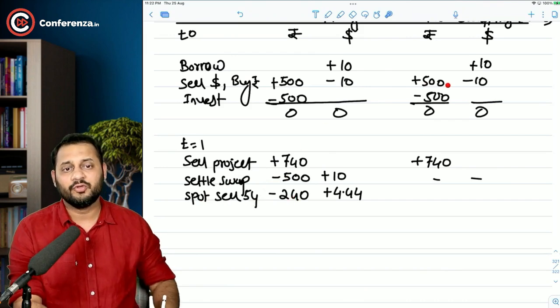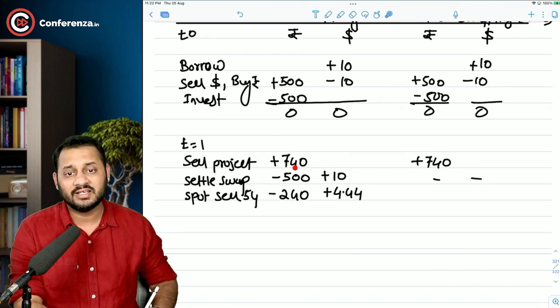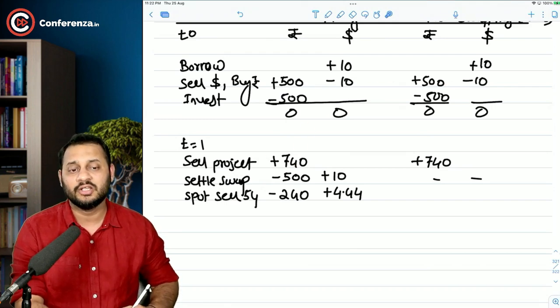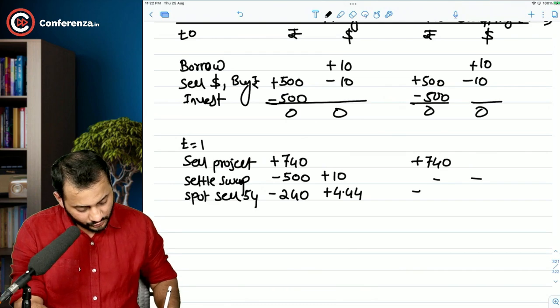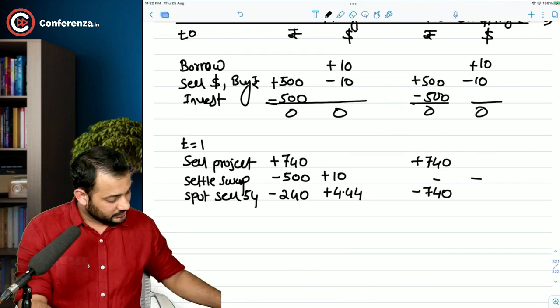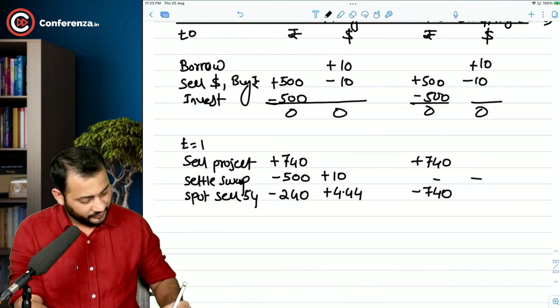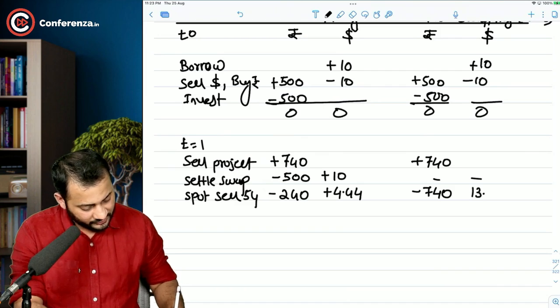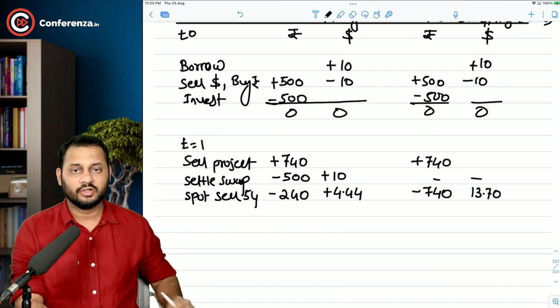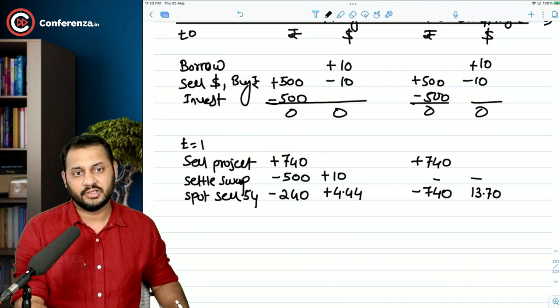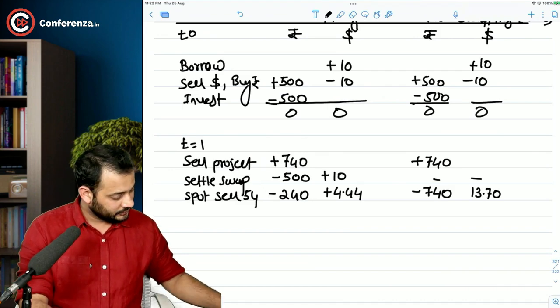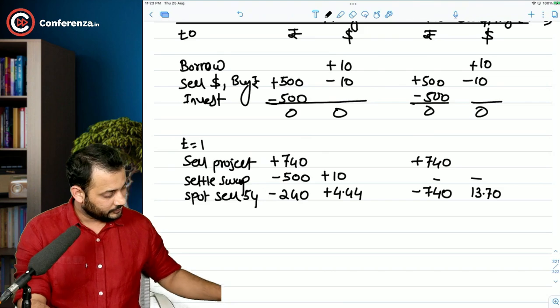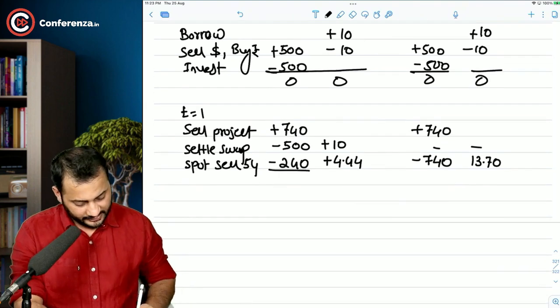Okay, but if you don't go for the swapping, the entire 740 crore has to be sold in the open market. So you will sell 740 crore, 740 divided by 54, and this way you will receive 13.70 crore dollars. 13.70 crore dollars. 740 divided by 54. Yes, and see the net cash flows.